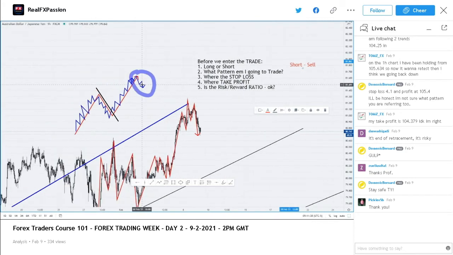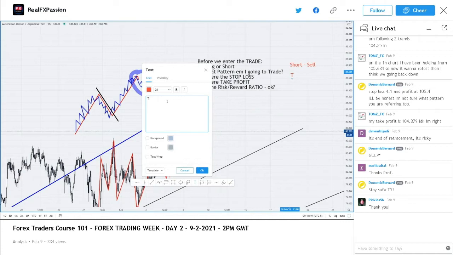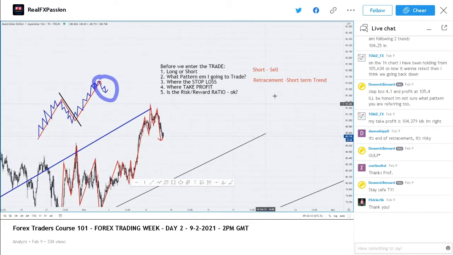Well, if this is a retracement trade, what are we going to short? We are going to short the DMW. You are the boss. You need to say okay or not okay. So we are going to short the short-term trend. Retracement. So we are shorting the retracement, which is the short-term trend.